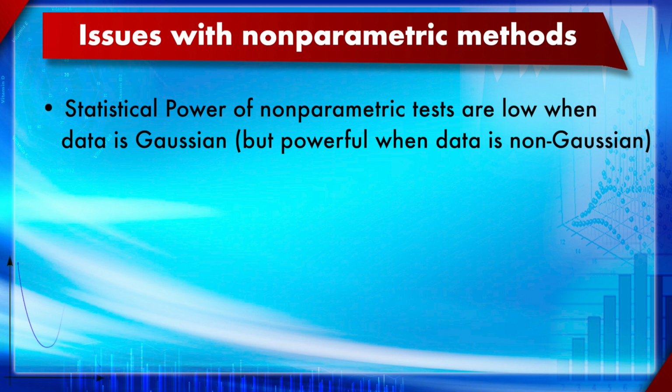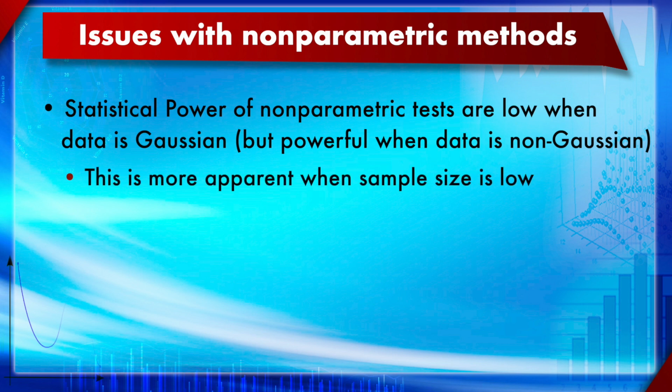Non-parametric methods are powerful, but if the data is Gaussian, that is, if the data is normally distributed, then statistical power is quite low, and this is more apparent when the sample size is low. If the sample size is very high, then there is no problem with that, but if the sample size is quite low, this problem with the statistical power is very dominant.